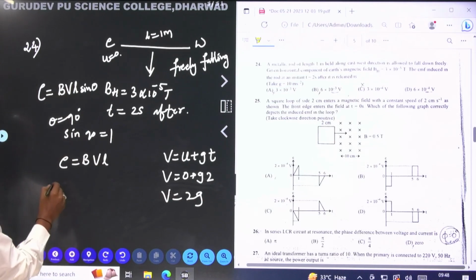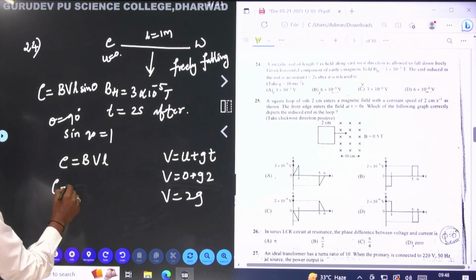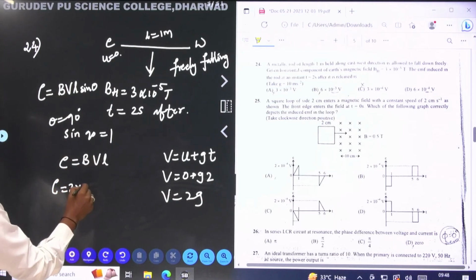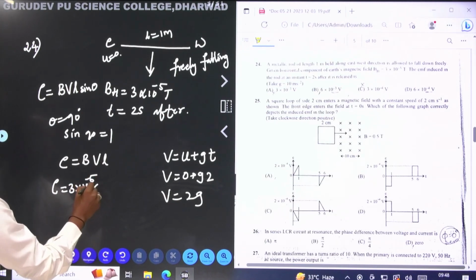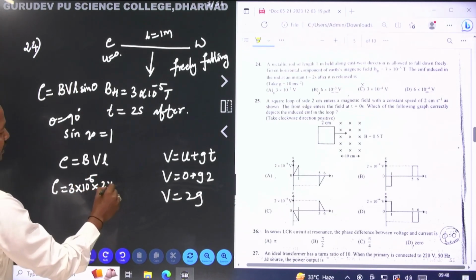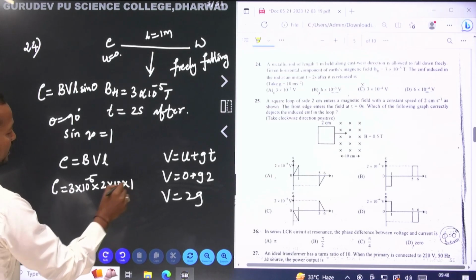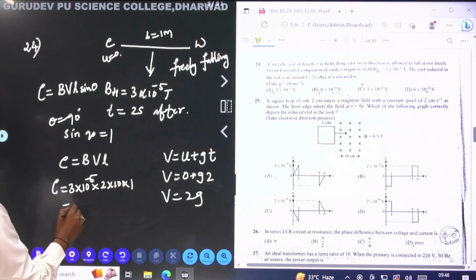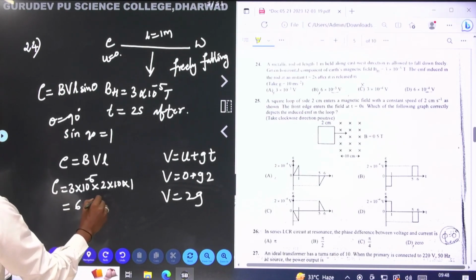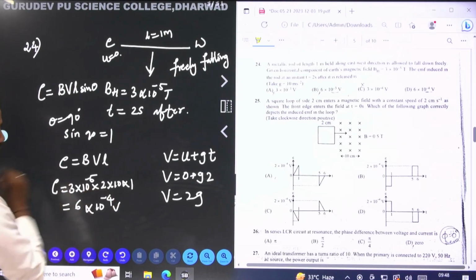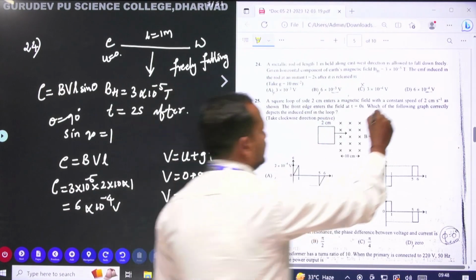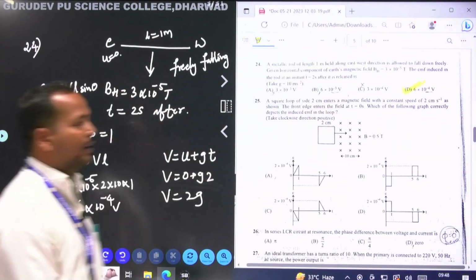Now substitute in this one. So induced EMF is equal to magnetic field 3 into 10 to the power of minus 5, and velocity will be 2 into G, where G is 10, and length is 1 meter. Therefore, the answer is 6 into 10 to the power of minus 4 volt. Therefore, D is the correct answer for 24.